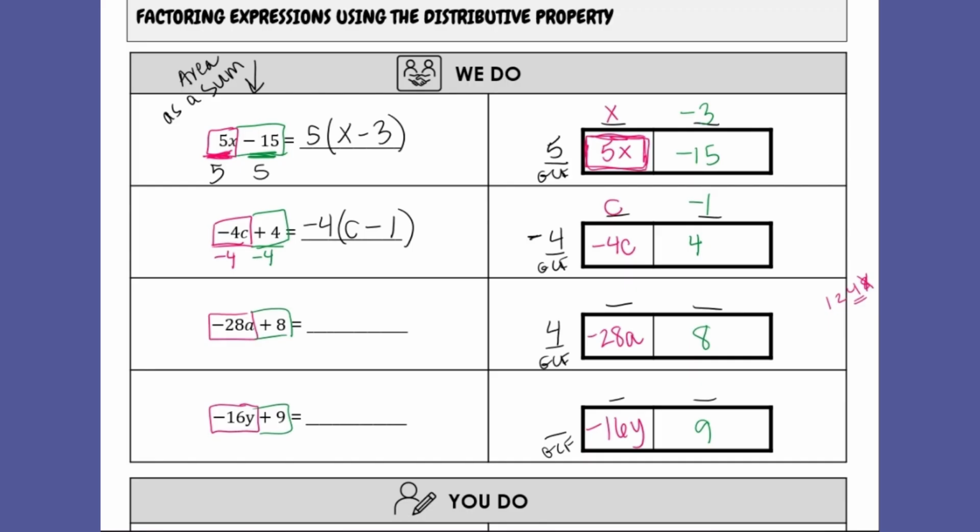So 4 is going to be the greatest common factor, but it's going to be negative 4 because my leading term is negative. So then again, negative 4 times what would give me negative 28? That would be 7a. So negative 4 times 7a would give me negative 28. And then negative 4 times what would give me 8? I would need this to be negative 2 in order to have a positive 8. So negative 4 times negative 2 would be 8. So how I write that is negative 4 times 7a minus 2.